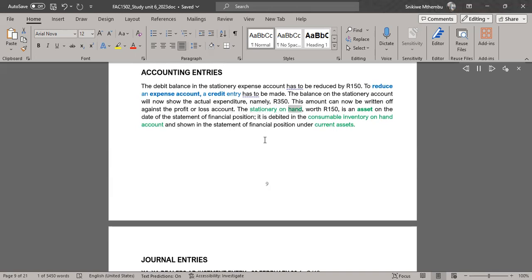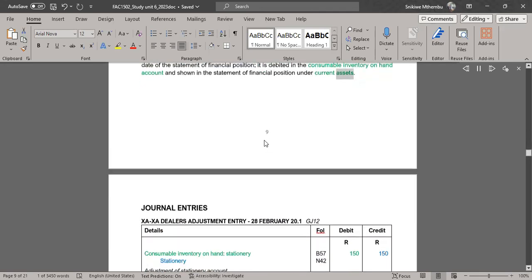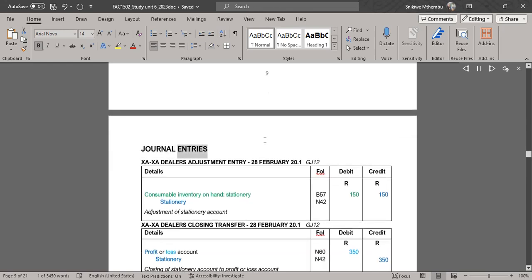The stationery on hand, worth R150, is an asset on the date of the statement of financial position. It is debited in the consumable inventory on hand account and shown in the statement of financial position under current assets. Journal entries.